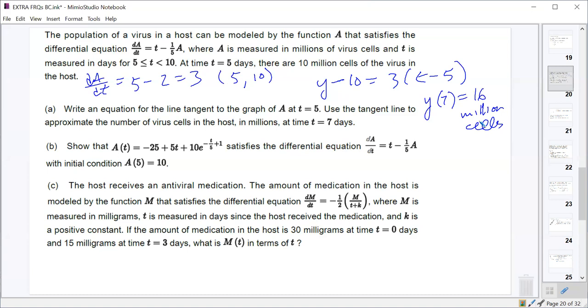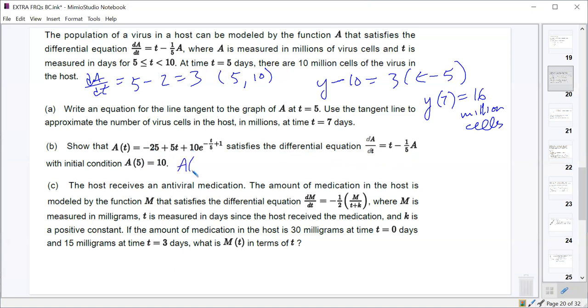All right, part B says show that A of t equals this satisfies the differential equation with the initial condition that A of 5 equals 10. Well, in order to show that, all we're going to have to do is just take a derivative of this function and show that it gives you t minus 1/5 A, and also show that it actually contains this (5, 10). So first thing we'll do is figure out if A of 5 actually equals 10.